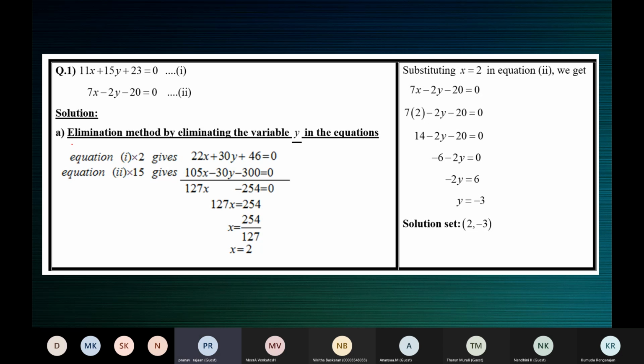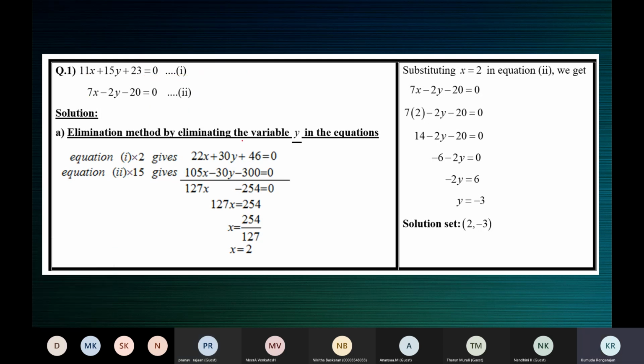But in both cases, if we take the LCM of 11 and 7, ma'am, it will come only as 11 into 7. We can't make it the same, ma'am. Yes, 77 is the LCM. So we should multiply the first equation by 7 and the second equation by 11. 11 into 7 will become 77, and 7 into 11 will become 77.